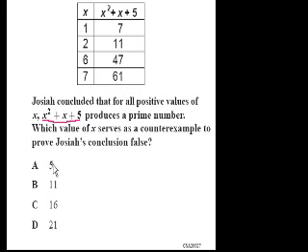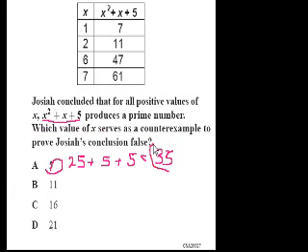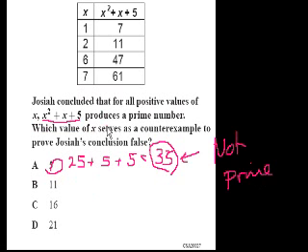If you put 5 there, what is 5 squared? 25 plus 5 plus 5. And what is that equal to? That's equal to 35. So that's a counterexample right there. If x is equal to 5, I produce 35, which is not a prime number. So clearly his conclusion was incorrect. When you put a positive number here, it doesn't always produce a prime number. That was his conclusion. This one isn't prime. So statement A, the number 5, is a counterexample here.